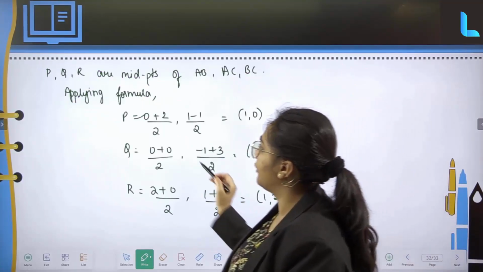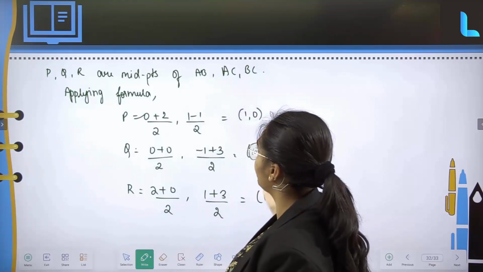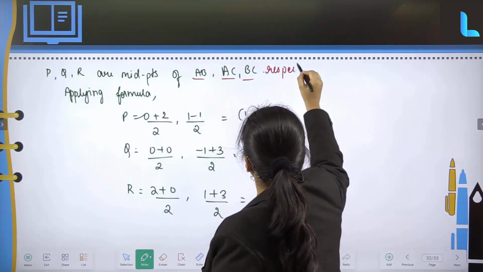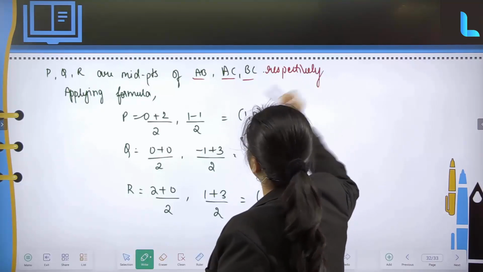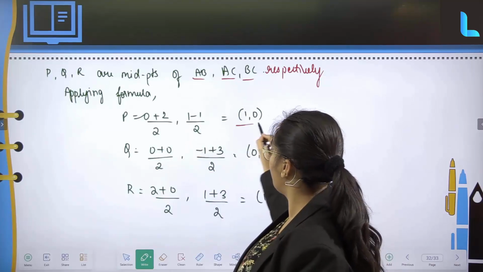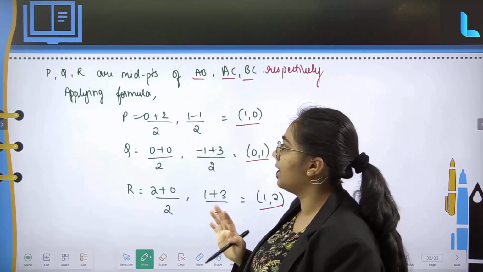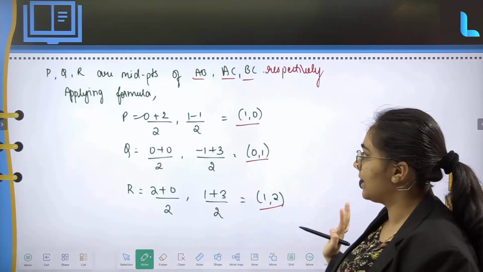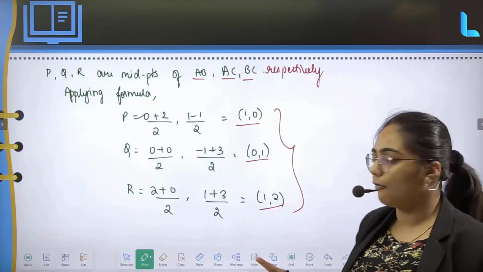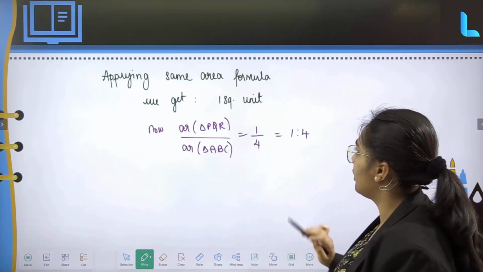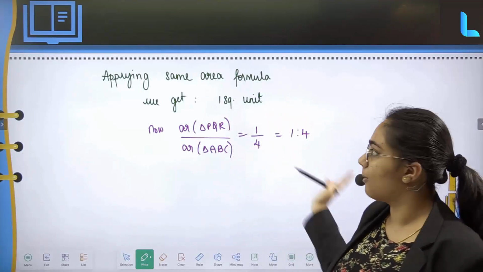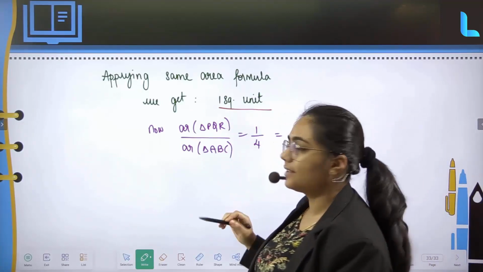Now P, Q and R are the midpoints of AB, AC and BC respectively. Applying the midpoint formula, you will get the P, Q and R points respectively. Once you get these, you have to find the area using the same formula which we used earlier. Applying the same area formula, you will get 1 square unit.